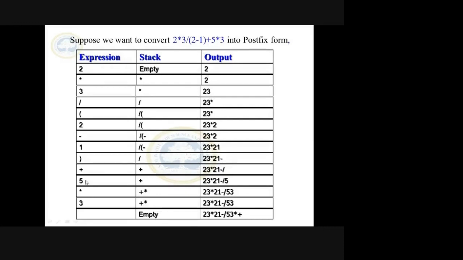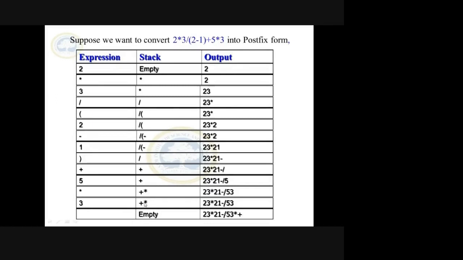Next 5 comes. So 5 goes in the output itself. Then star. When a star comes, you compare plus and star. Star has a higher priority than the one inside the stack, so you can push it inside. If the stack has higher priority, you have to remove, but here the incoming operator has higher priority, so you can push inside the stack. Now again 3 comes, and 3 is taken to the output. Now there are 2 elements in the stack, plus and star.